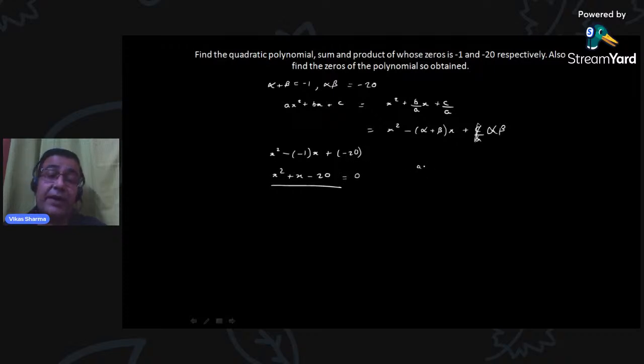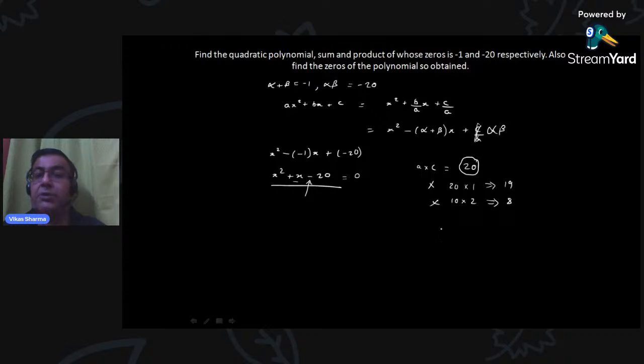We are going to look at a multiplied by c, which in this case is 1 multiplied by 20. So we are going to find the factors of 20 such that the difference between the two factors is equal to the middle term, which is equal to 1. So we are having a look at 20 times 1, if we find the difference between the two, we get 19. This is not what we are looking for. We can also do it as 10 times 2. The difference between the two is 8, which is not equal to 1. This is also not what we are looking for.